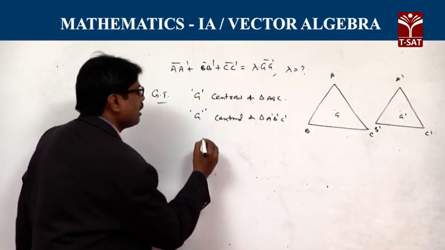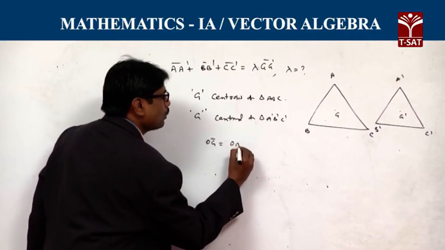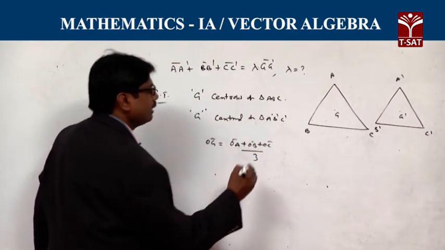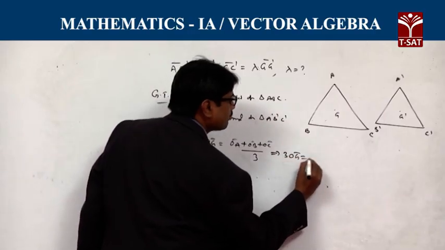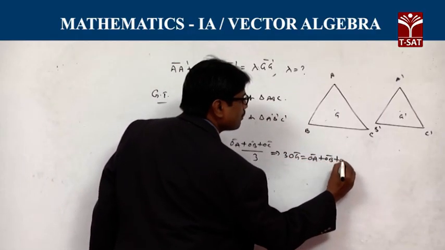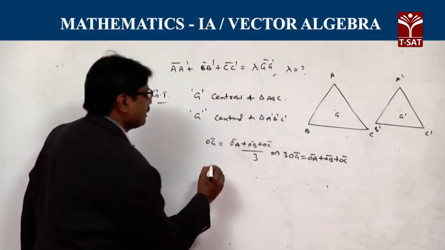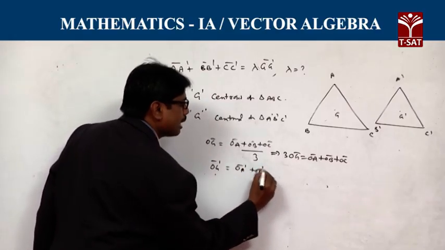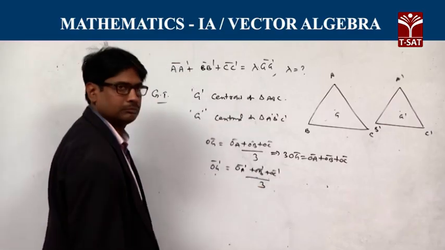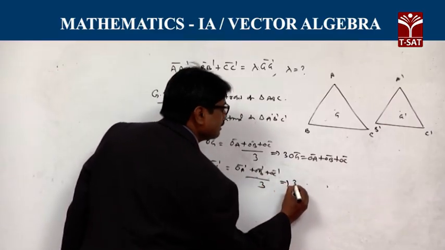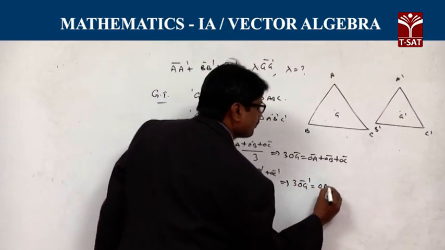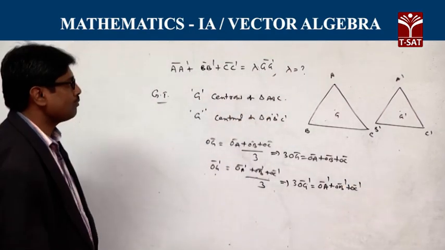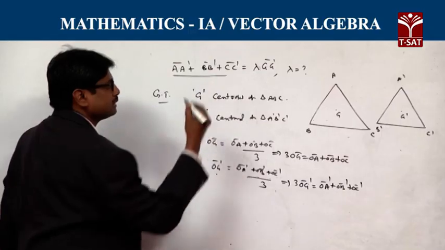According to the centroid formula, OG bar is equal to (OA bar plus OB bar plus OC bar) divided by 3. Just now we did the proof. And this leads to 3 times OG bar is equal to OA bar plus OB bar plus OC bar. Put aside. For the second triangle, OG dash bar is equal to (OA dash bar plus OB dash bar plus OC dash bar) divided by 3. And on cross multiplication, 3 times OG dash will be equal to OA dash bar plus OB dash bar plus OC dash bar. Put aside.